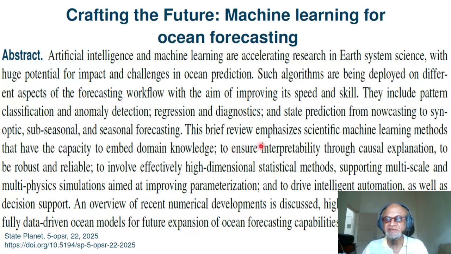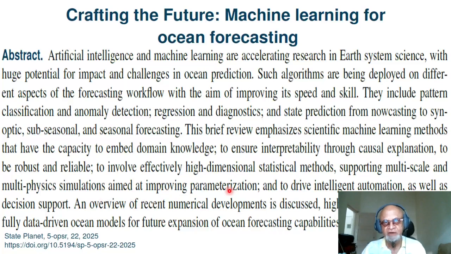This brief review emphasizes scientific machine learning methods that have the capacity to embed domain knowledge. So if you are doing ocean forecasting, then you need to know specific things about the ocean, very different than the atmosphere and can be different than the coupled system as well. And the request for information is also very different. So this ensures interpretability through causal explanation to be robust and reliable. And also we want the review to look at how to involve effectively the high dimensional statistical methods supporting multi-scale and multi-physics simulations aimed at improving parameterization.